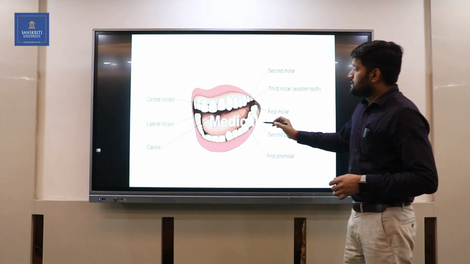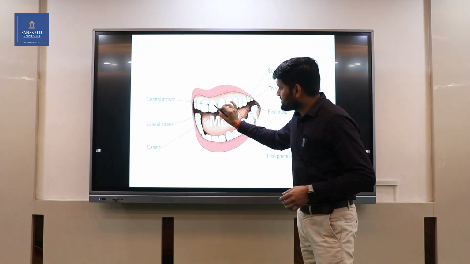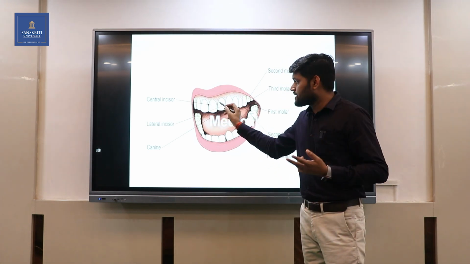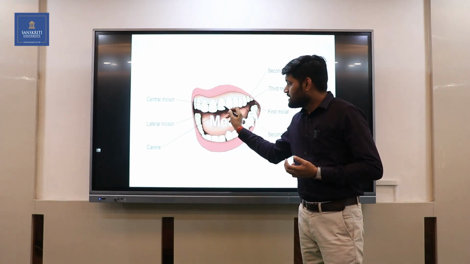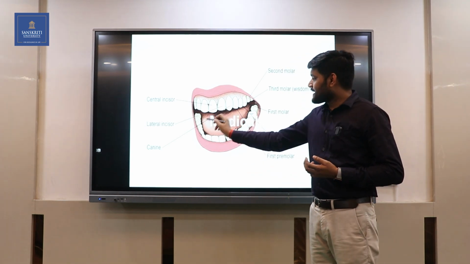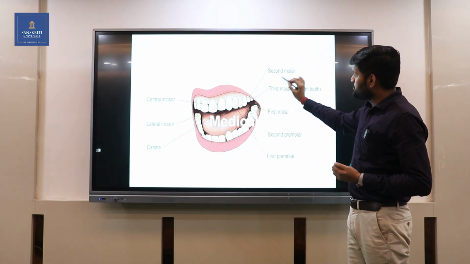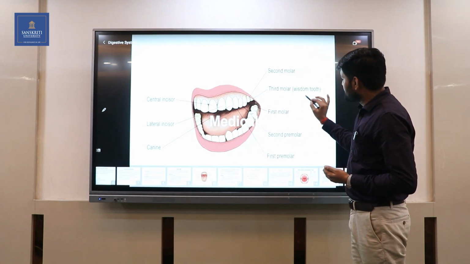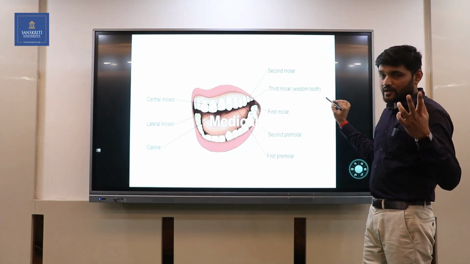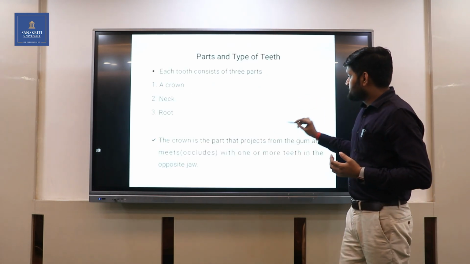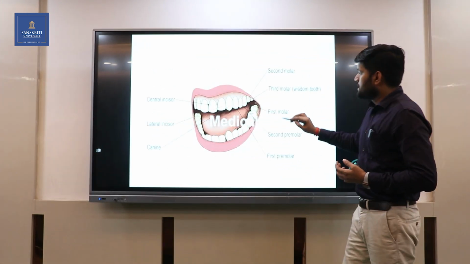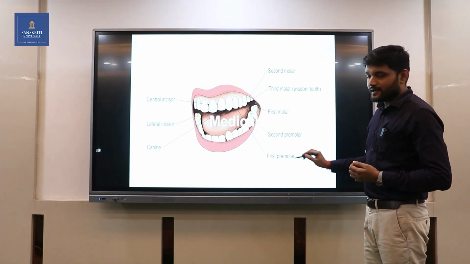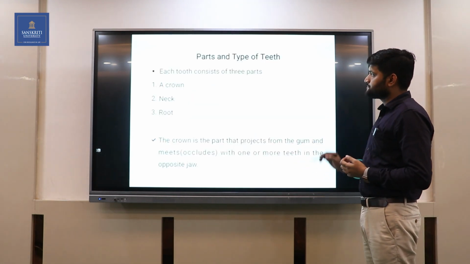Here you can see that the front two teeth are known as central incisors, then lateral incisor, canine. Then basically second molar, after that the third molar is known as the wisdom tooth, then second premolar and first premolar.